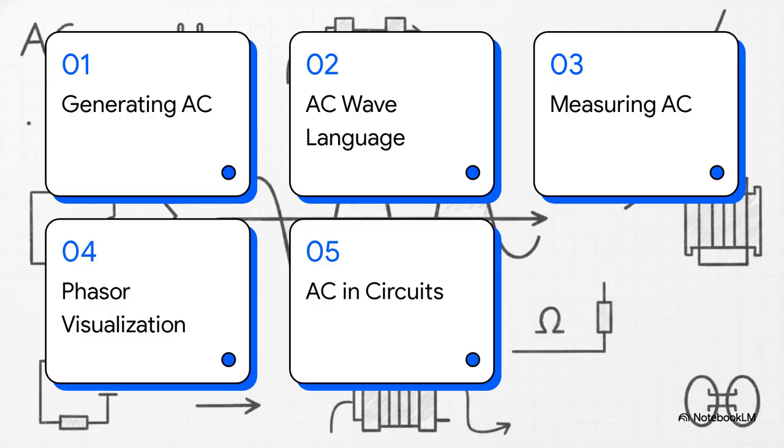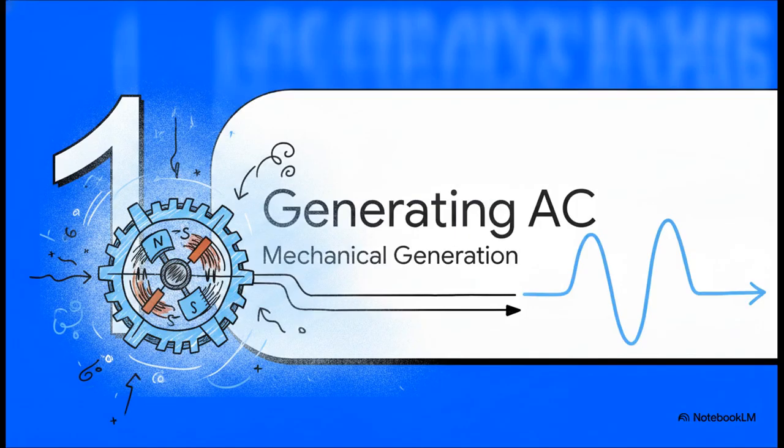Well, here is our roadmap for today to figure that out. First, generating alternating current. Second, the language of AC waves. Third, measuring AC, specifically peak and RMS. Fourth, visualizing those waves with phasors. And finally, putting AC into simple circuits. Let's get into it. Section 1.